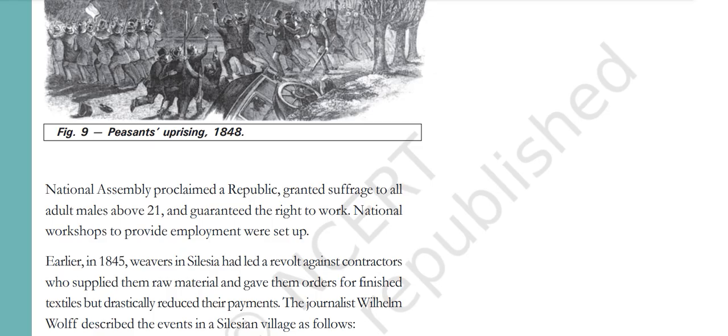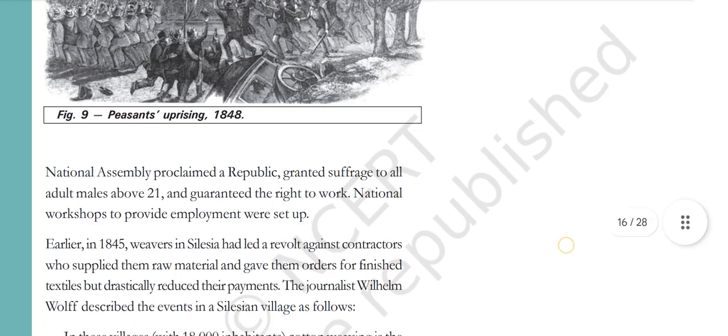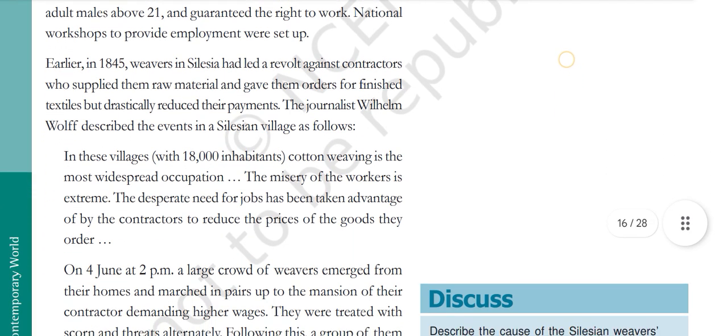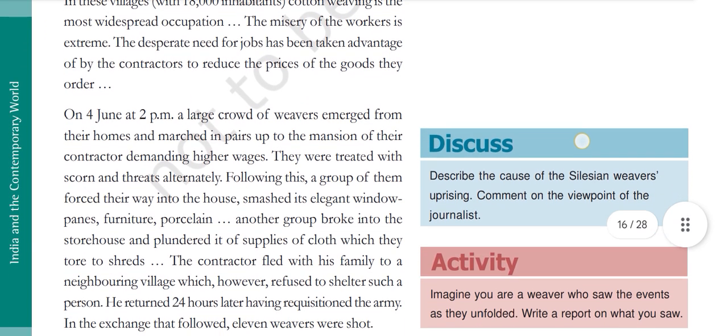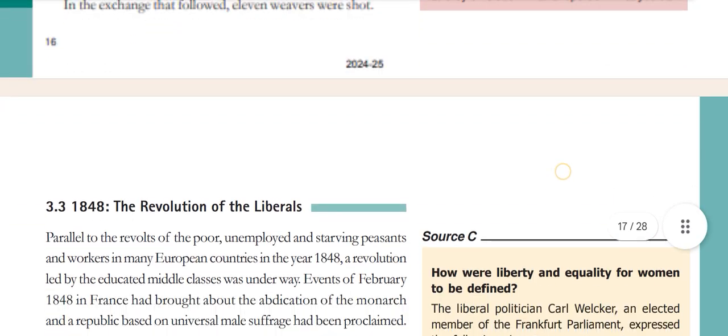Earlier in 1845, weavers in Silesia had led a revolt against contractors who supplied them raw material and gave them orders for finished textiles but drastically reduced their payments. The journalist Wilhelm Wolff described the events in a Silesian village. Here is a story given, you can read on your own.